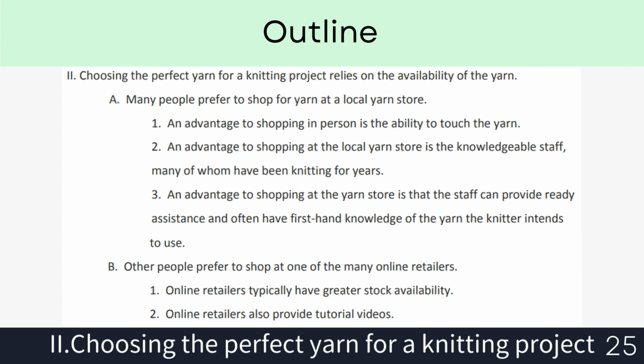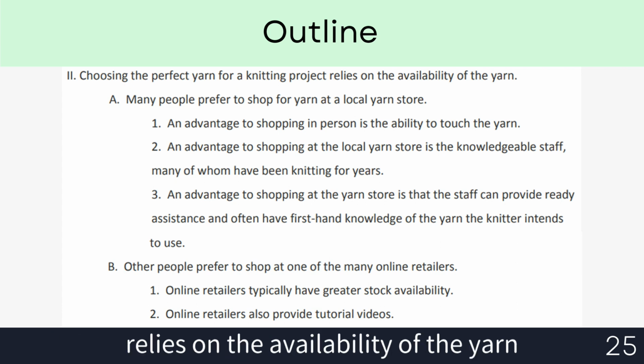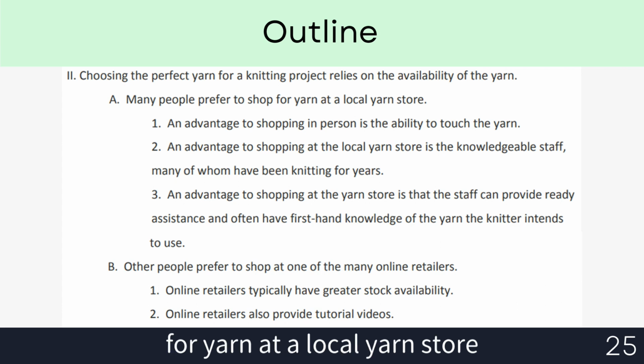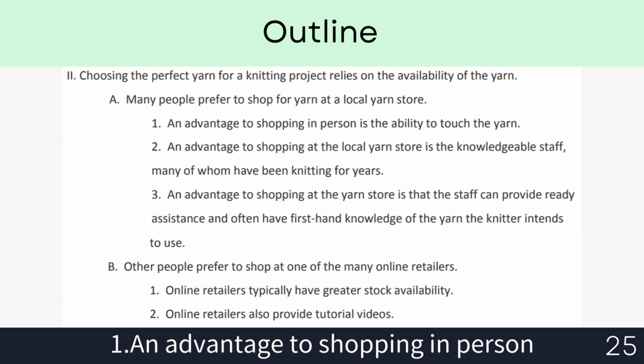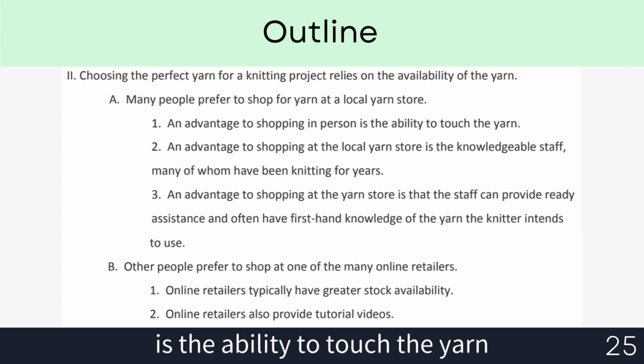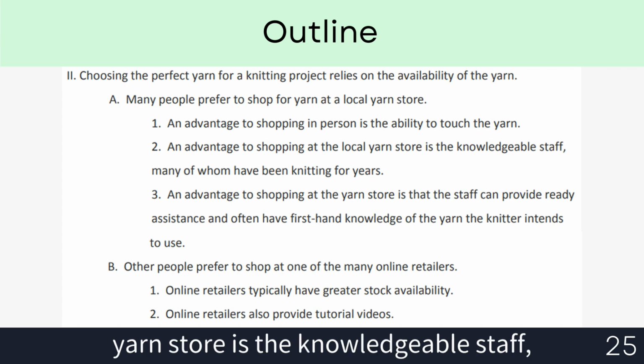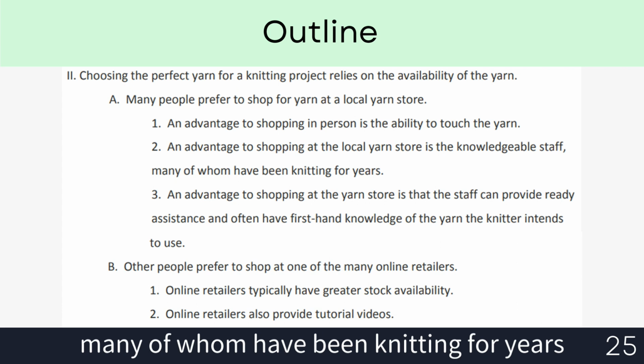2. Choosing the perfect yarn for a knitting project relies on the availability of the yarn. A. Many people prefer to shop for yarn at a local yarn store. 1. An advantage to shopping in person is the ability to touch the yarn. 2. An advantage to shopping at the local yarn store is the knowledgeable staff, many of whom have been knitting for years.